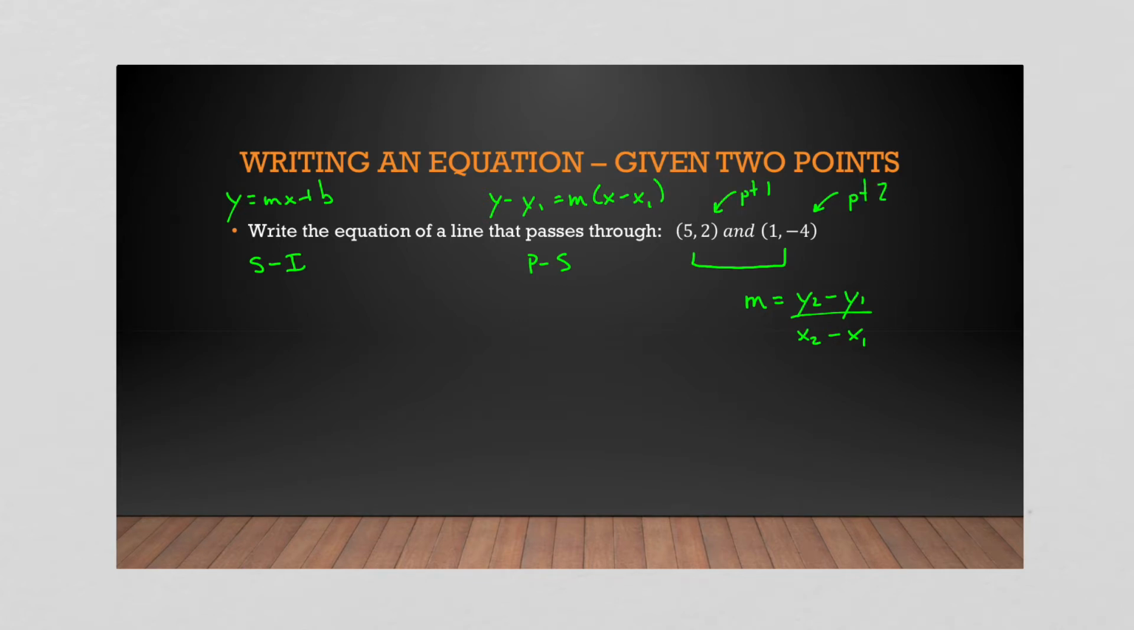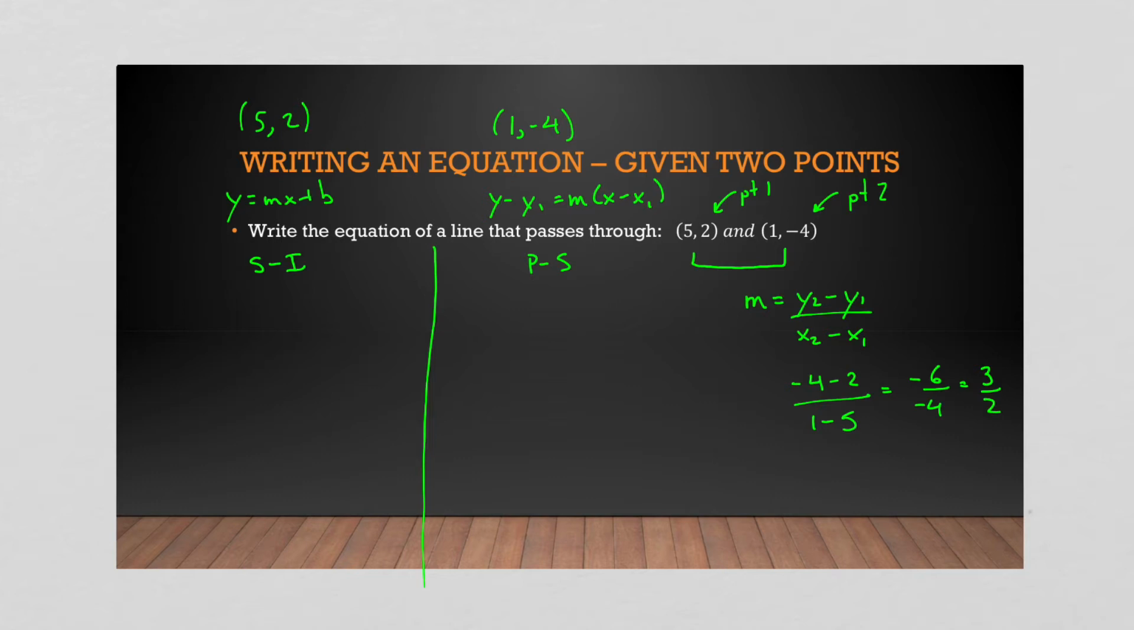So let's find our slope. -4 minus 2 over 1 minus 5 gives us -6 over -4, which gives us positive 3 over 2. So now we have a slope, and I'll show you it doesn't matter which point you use, and it doesn't matter which equation you use. So for slope-intercept, I will use 5, 2, and for point-slope, I'll use the other one. I'll use 1, -4. And you'll see that no matter what, we'll get the same equation.